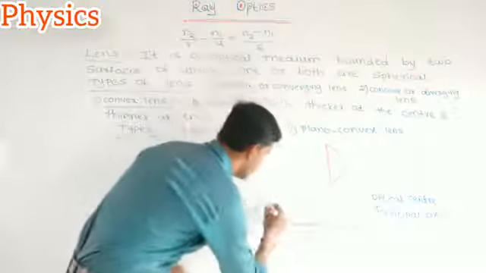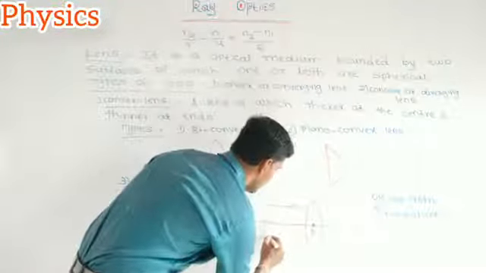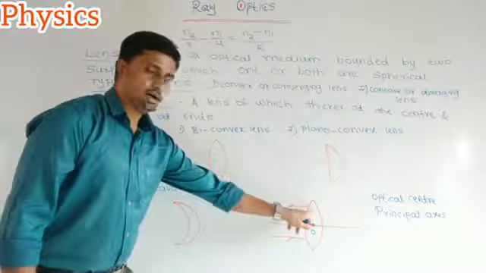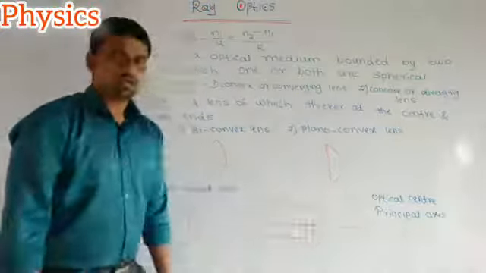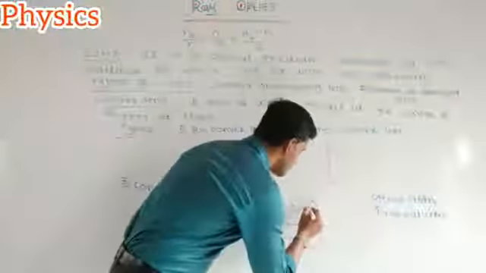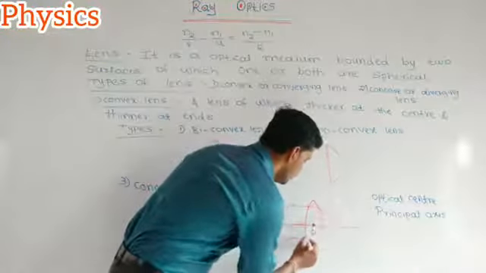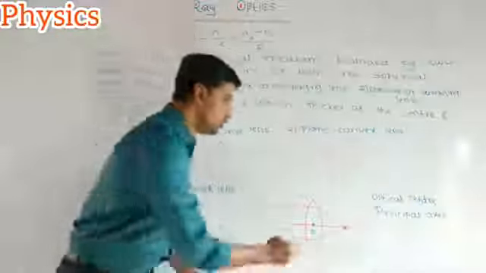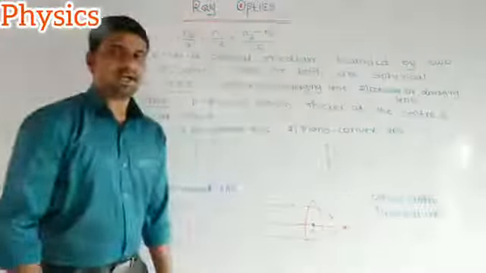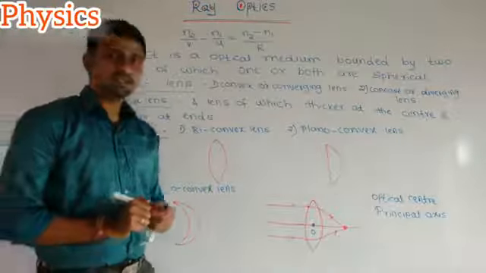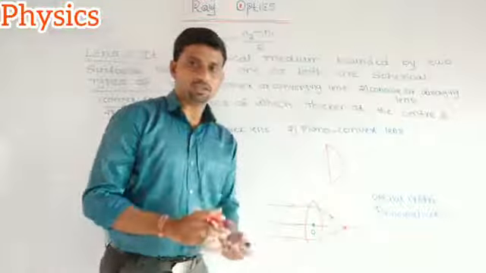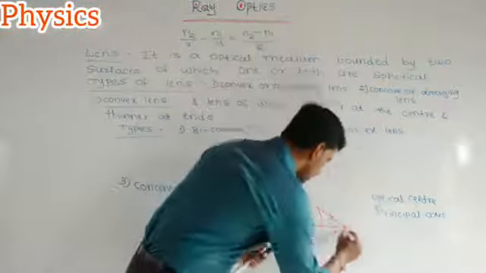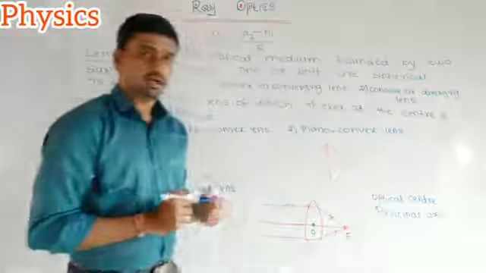Here I am going to incident two parallel rays of light, and when they are incident on the convex lens, after refraction they will converge at some point on the principal axis. This is the point on the principal axis at which the incident rays of light converge after refraction. So it is called a converging lens.